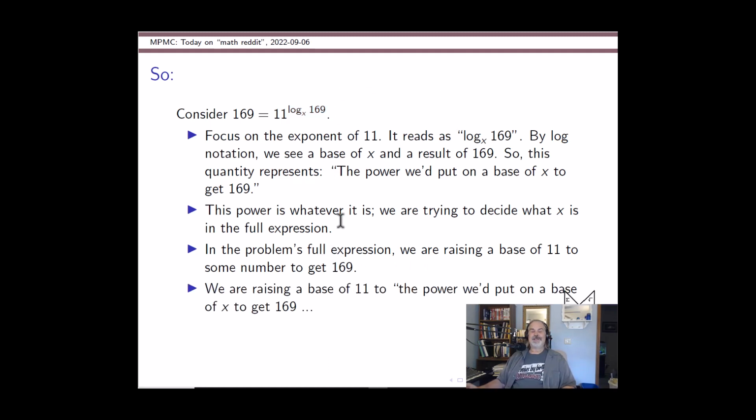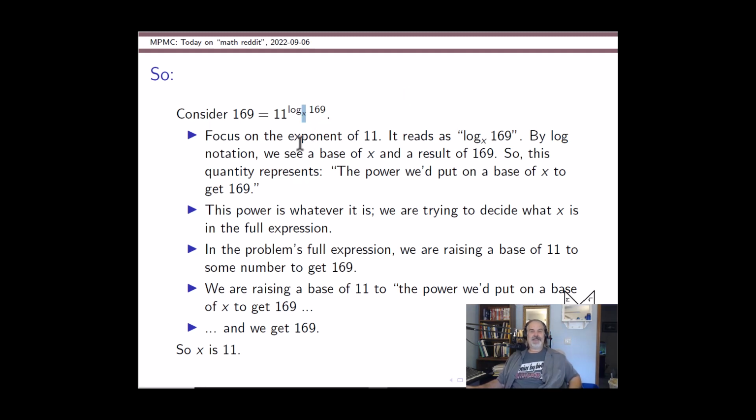Now, in this right-hand side, we're taking a base of 11 and raising it to something to get 169. Now put these two things together. We're raising a base of 11 to a quantity that's the power we'd put on some base to get 169. And when we do this, we're getting 169. So what does that mean x is? That means x has to be 11, right?